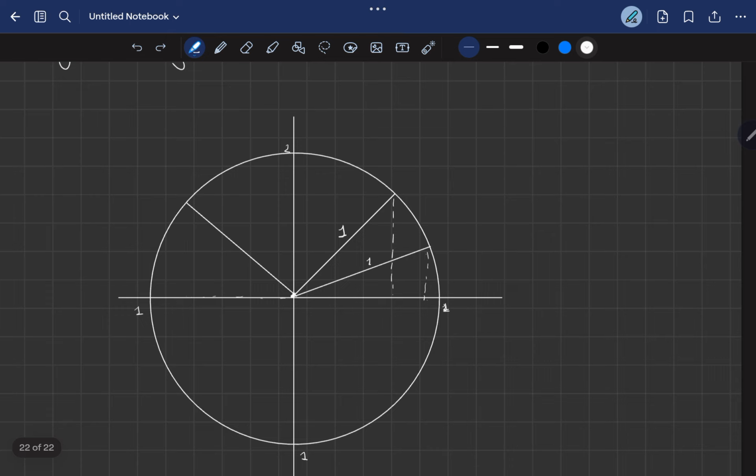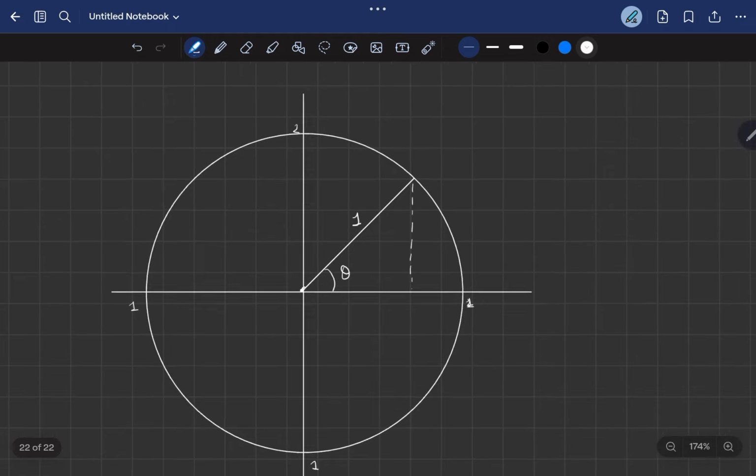Okay? Now the location at which I draw this line can be determined by the angle it forms. So this is theta. Theta. Okay?